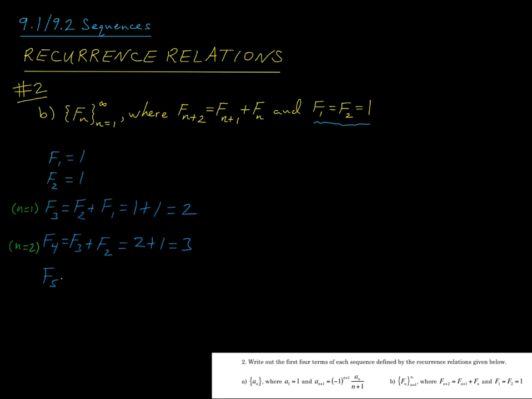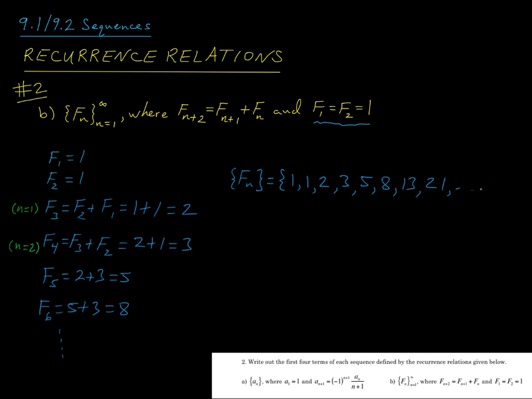What's f5 going to be? That's going to be 2 plus 3, which is 5. f6, what's that going to be? 5 plus 3. And I think you get the idea at this point. So here, our sequence f sub n, the first couple terms are 1, 1, 2, 3, 5, 8, then it'd be what, 13, right, because 8 and 5, and 21, so on and so forth.